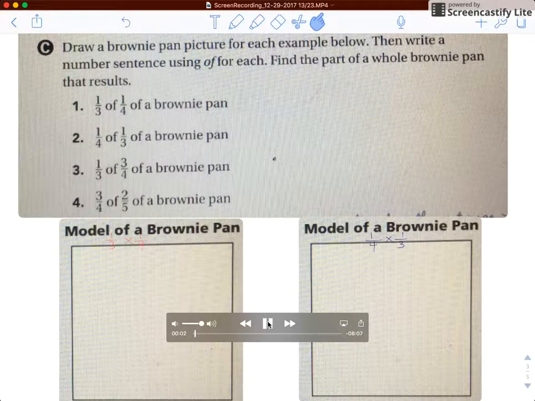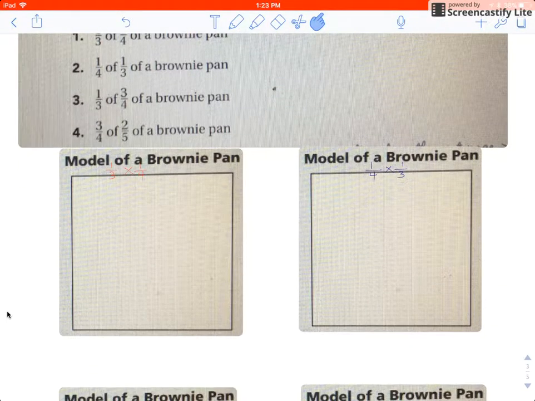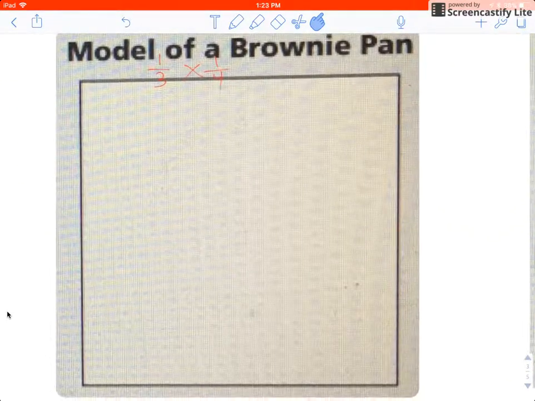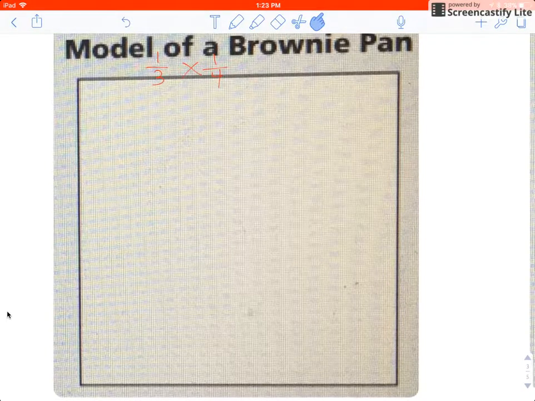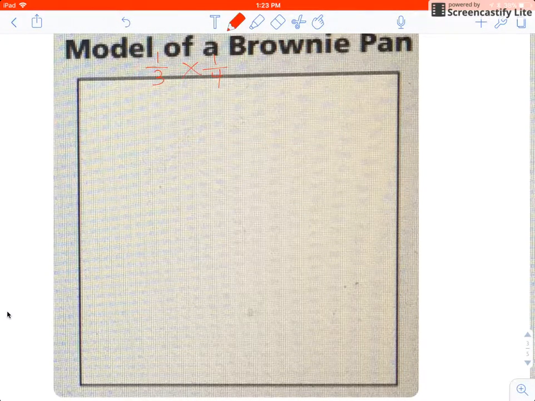All right, so here I'm going to go over the answers for C, and I'm going to use each of these different models of brownie pans in order to go through. I went ahead and wrote in what the problem is for number one. So number one is 1/3 of 1/4, or 1/3 times 1/4. So that tells me I have to break up my brownie pan into fourths. So I have to break up my brownie pan into fourths.